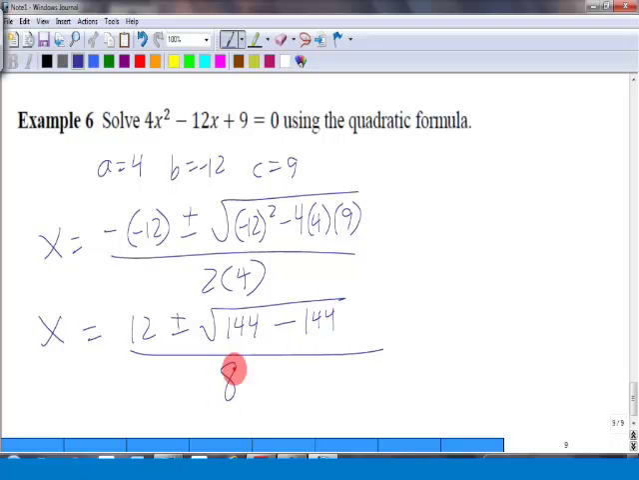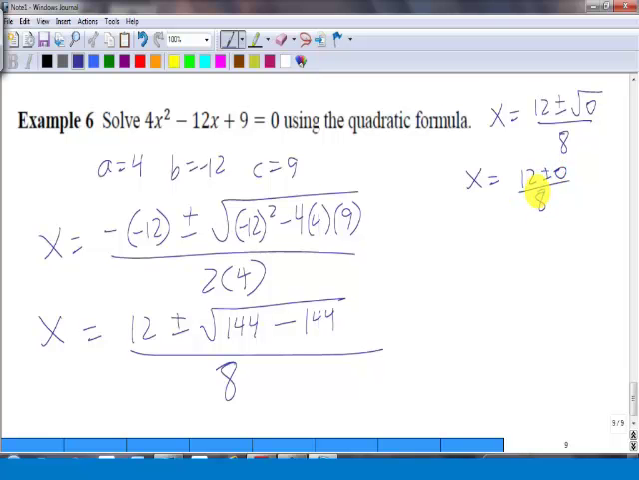144 all over 8. 2 times 4 is 8. And we know 144 minus 144 is 0. So x equals 12 plus or minus the square root of 0 all over 8. What's the square root of 0? It is 0. x equals 12 plus or minus 0 all over 8.